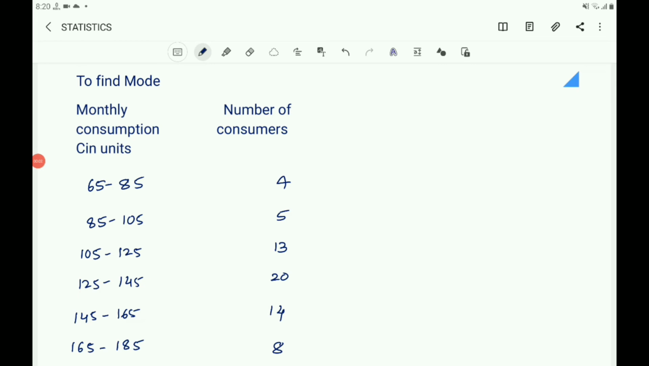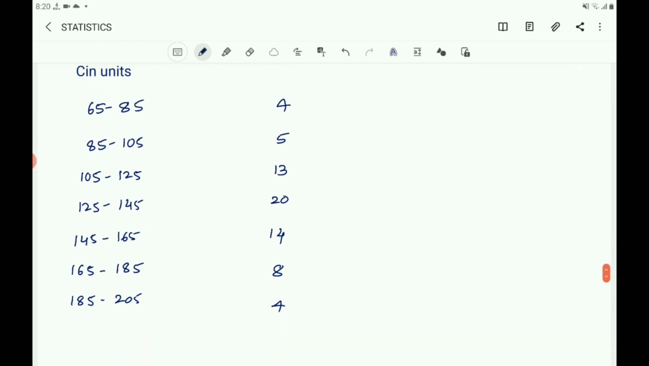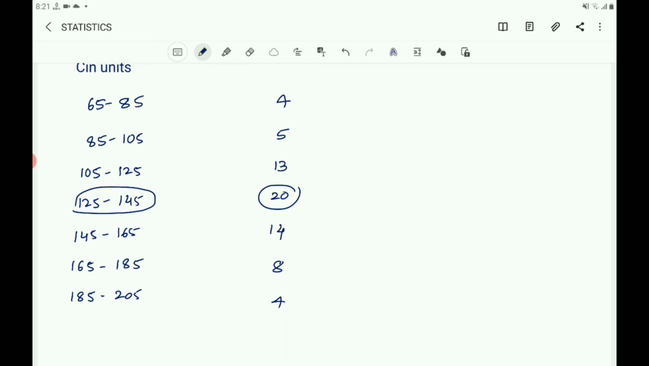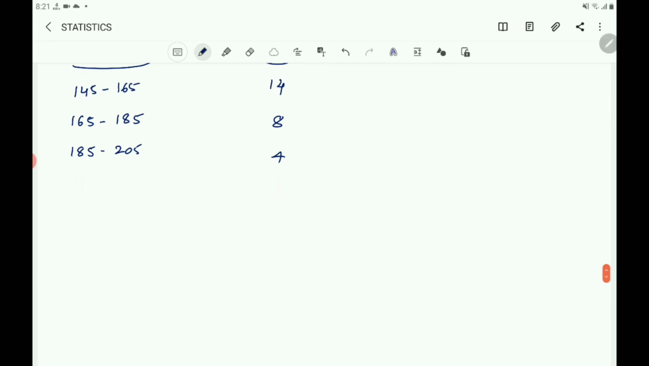To find mode, observe the maximum frequency. Here, which is the maximum frequency? 20 is the maximum frequency. Since the maximum number of consumers have their monthly consumption in units in the interval 125 to 145, because 20 is the maximum frequency and this is the frequency of the class 125 to 145, therefore it is the modal class. So you write, maximum frequency is 20.